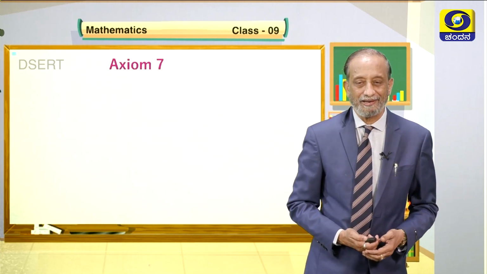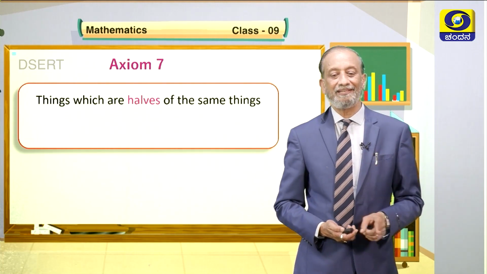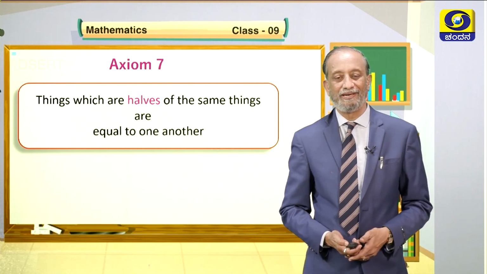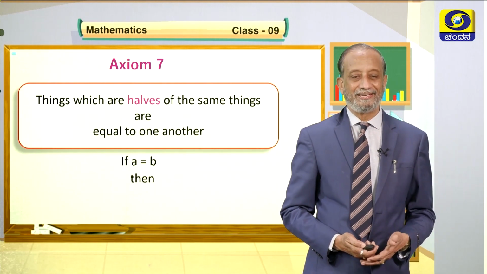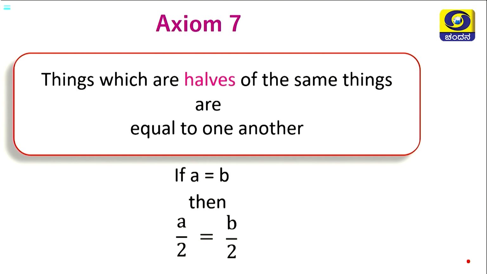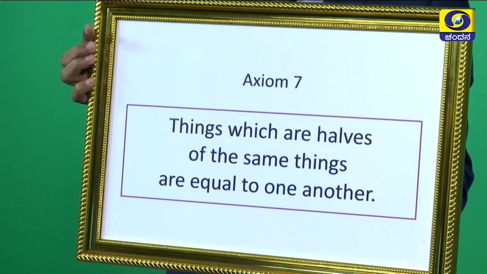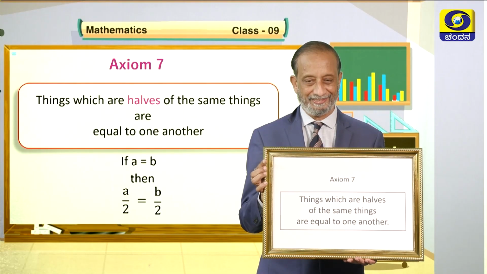This can be called a multiplicative axiom also. So, this is our last axiom, axiom number 7, which states that things which are half of the same things are equal to one another. Again, if A is equal to B, then A by 2 has to be equal to B by 2 only. So, axiom number 7 is this: things which are halves of the same things are equal to one another. Correct? You understood this?